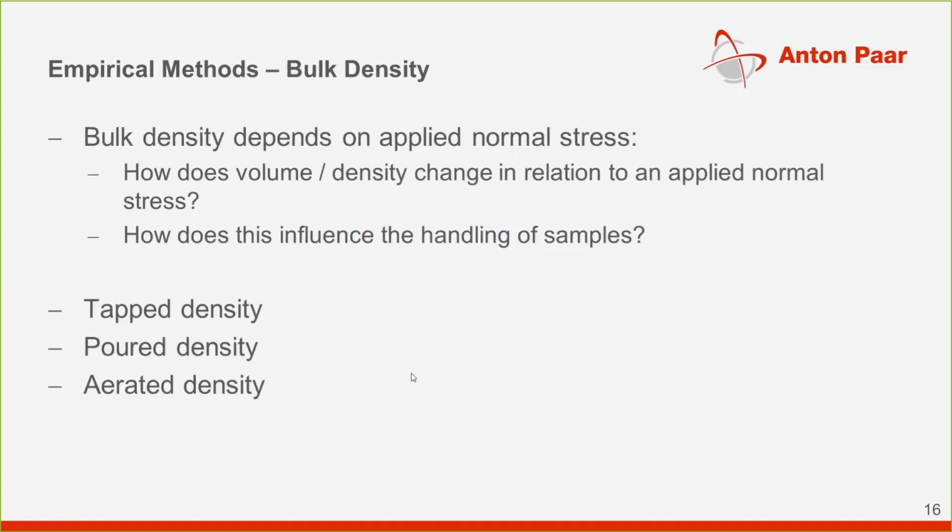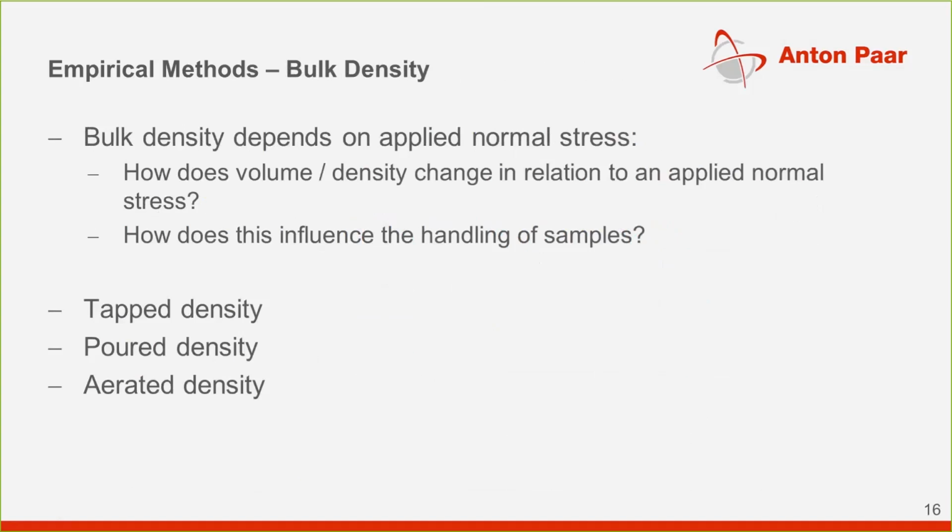There are a few different methods of measuring this. For example, this can be done by looking at the tap density. So again, with a tapper, where the sample is tapped, for example, 200 times. Another density that's looked at is the pour density. Here the sample is just poured out of a funnel and the volume is measured. And another way of looking at it is the aerated density, where the sample is aerated, left to settle freely, and then the density is measured.